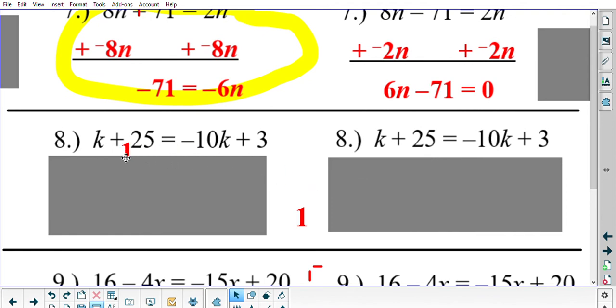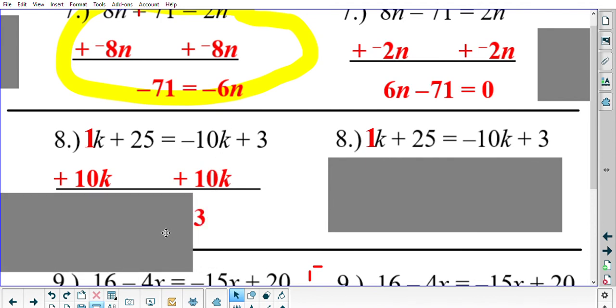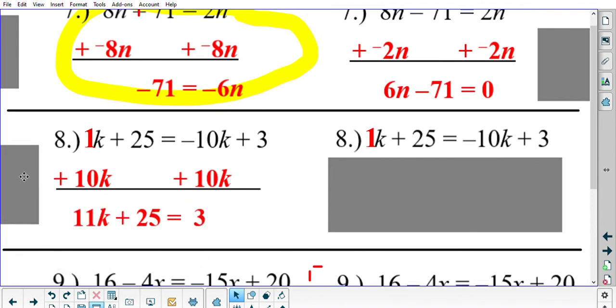Did you guys remember how a variable by itself is 1 times that variable? So with that in mind, you can add by 10k if you want to do it that way. The opposite of a negative 10k is a positive 10k. That gives you 0 plus 3, which is 3. Left-hand side gives you 11k. Remember, k is the same as 1k. 1k plus 10k, 11k plus 25 equals 3. That's one way of doing it.